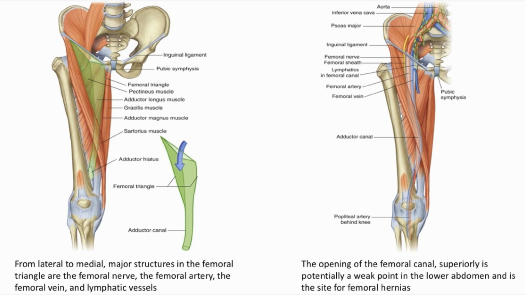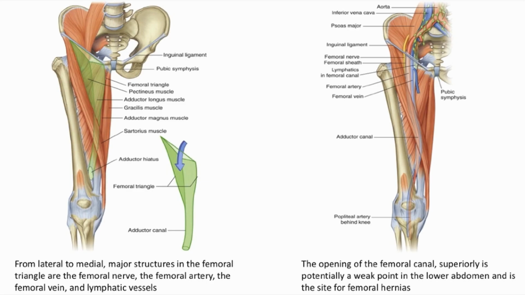The lower end of one of the largest adductor muscles in the thigh, the adductor magnus muscle, and then opens into the popliteal fossa behind the knee. So what's important about this triangle is the femoral nerve, artery, and vein, and the lymphatics pass between the abdomen and the lower limb under the inguinal ligament and in the femoral triangle.